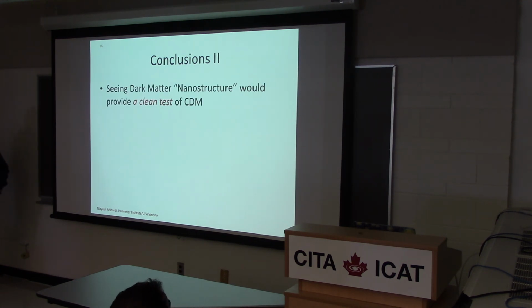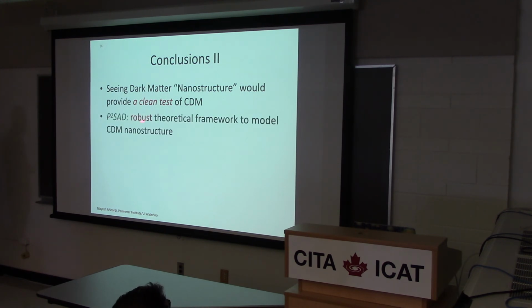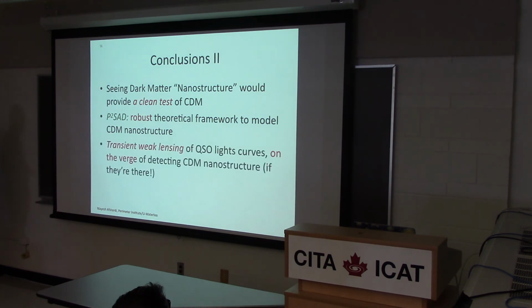So I think seeing dark matter nanostructure, given what I said about the baryonic physics, that it would be ineffective on these scales, in these places, will be a clean test of CDM. P2 SAD, I think we've demonstrated this to some level. There's a robust theoretical framework to model CDM nanostructure. And transient weak lensing of quasar light curves is, I think, on the verge of detecting CDM nanostructure. However, you have these challenges with microlensing and modeling the disk size, which need to be addressed to actually have a detection. OK, thank you.